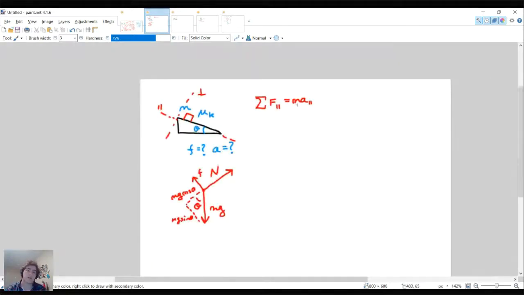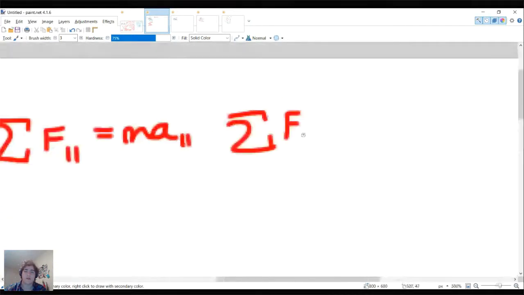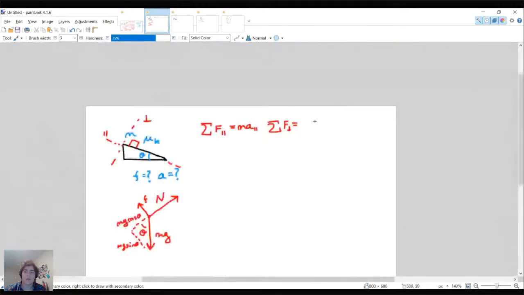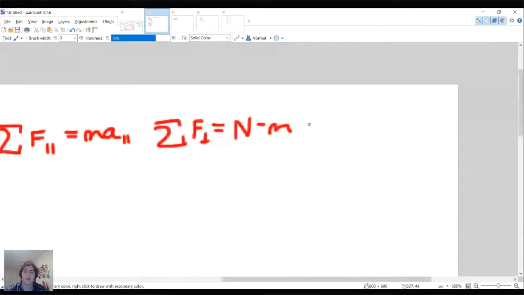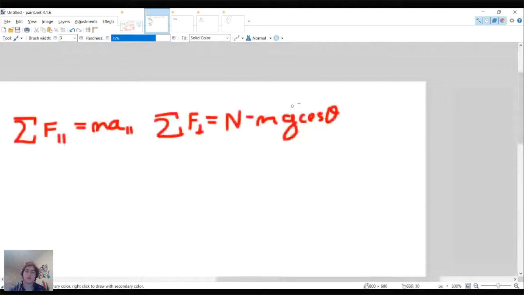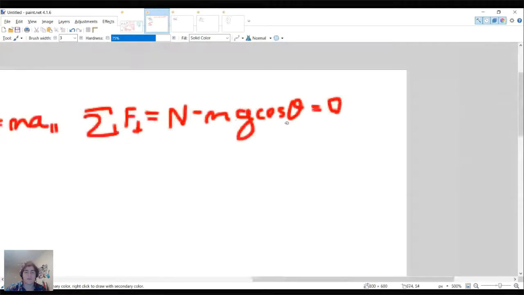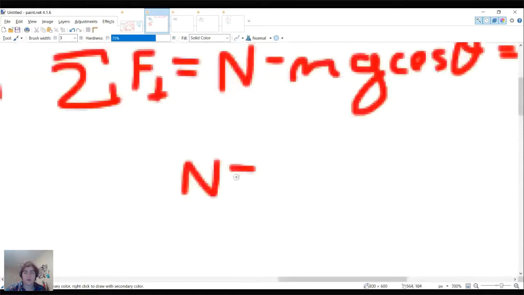But the first thing we need to do is solve for the perpendicular direction. Let's see if I can replicate that perfect sigma again. No, I can't. The sum of the forces in the perpendicular direction is N minus mg cosine theta. And it's not accelerating in the perpendicular direction, so that means this is 0. Because if it were accelerating, it would be leaving the plane, like jumping up, which we can assume it's not doing. So now we have the normal force is equal to mg cosine theta.